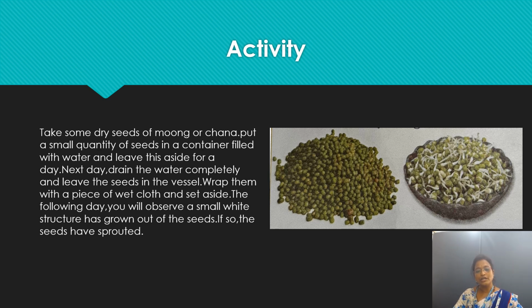Next day, drain the water completely and leave the seeds in the vessel. After that, what you should do? You should take those seeds and wrap them with a piece of wet cloth.